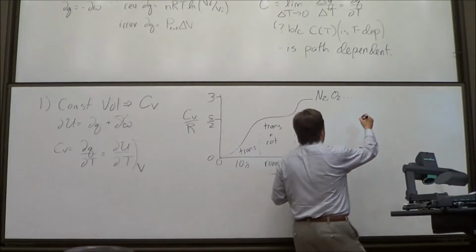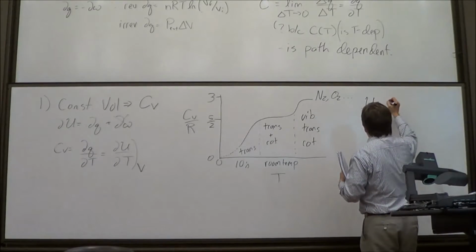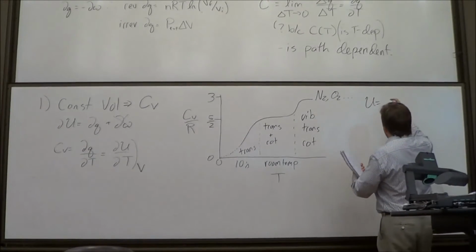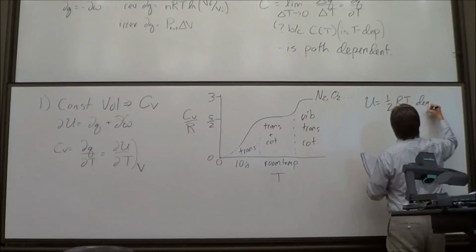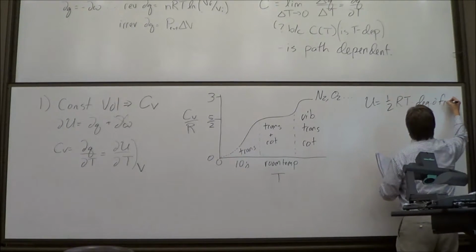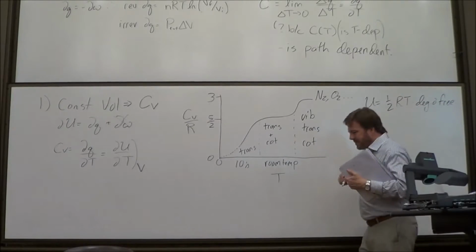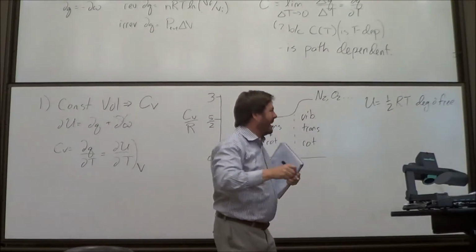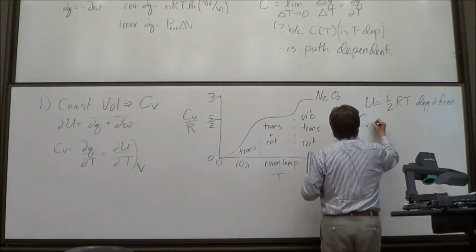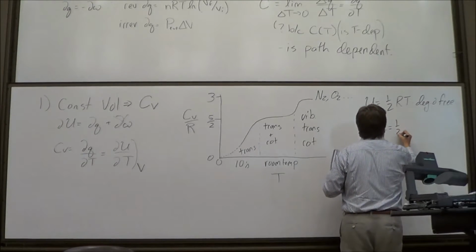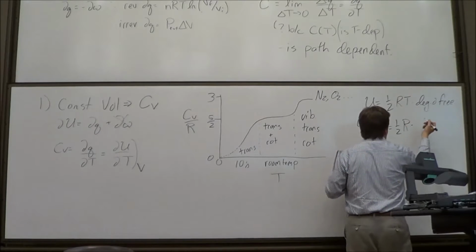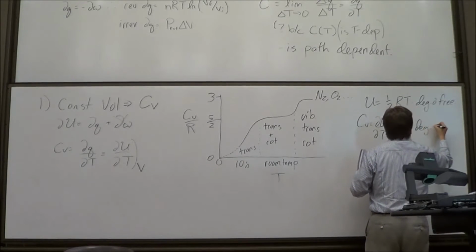Let me define U, in case this isn't clear. This is just another way to do it. U is 1/2 RT times the degrees of freedom. That's my shorthand. And I just said heat capacity at constant volume is the change in U with respect to T, which is 1/2 R. T is gone. See, this is the degrees of freedom.